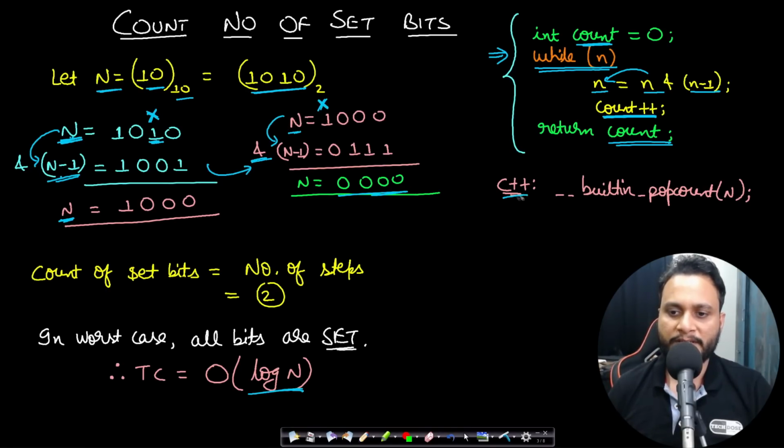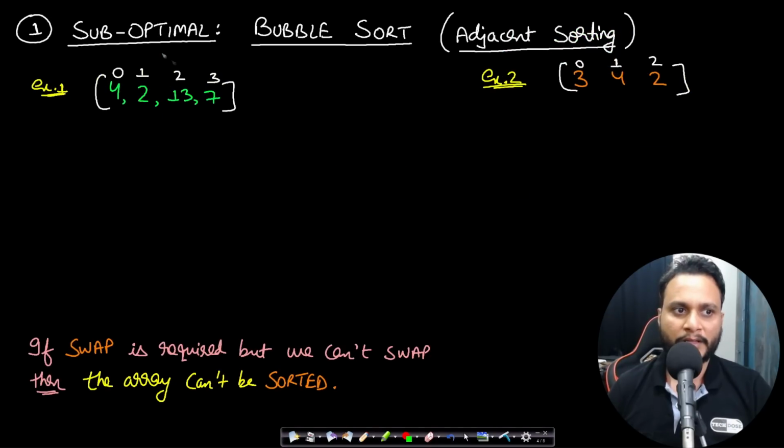In C++, there is a built-in library where you can write __builtin_popcount of n, which will return the number of set bits, and this is also the same algorithm which is based on order of log n, right? You can check for a library in your own language, otherwise you can implement this piece of code. Now let's look at the first approach, which is based on the suboptimal bubble sort algorithm.